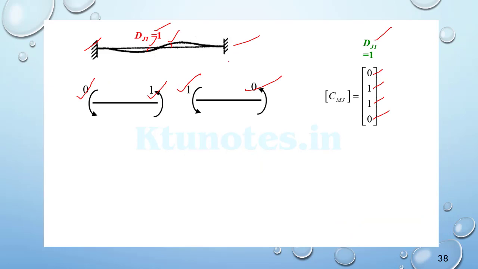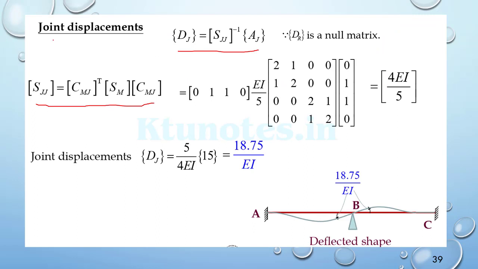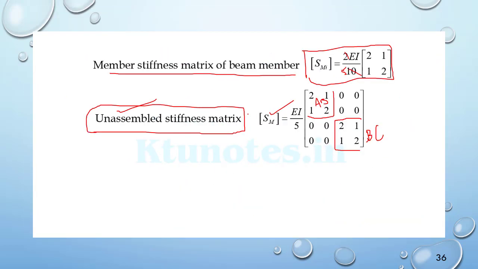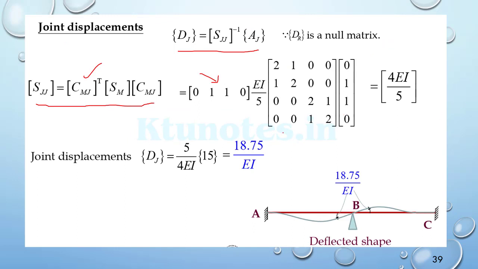So we know the cmj value, we know the dj value, and cmj transpose, it was initially a column matrix, so transposing it to a row matrix. Then sm, we have discussed the unassembled stiffness matrix sm, is multiplied with that one, and then again the column matrix will give you 4a by 5 as the sjj, and the joint displacement, we have the equation dj is equal to sjj inverse into aj.